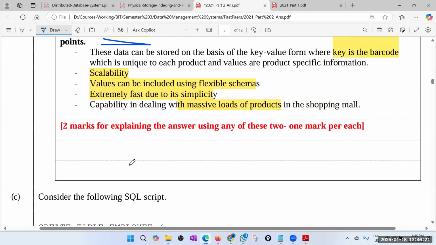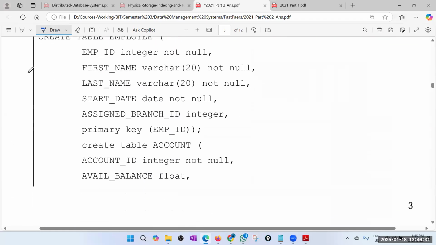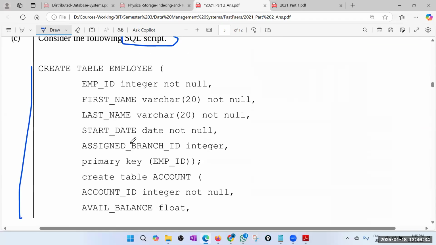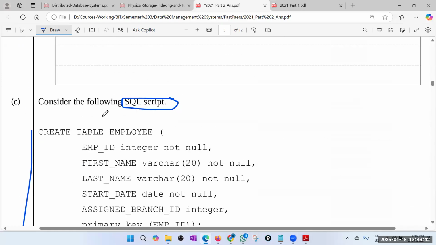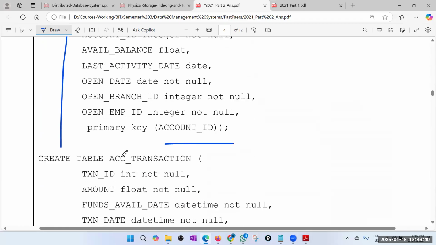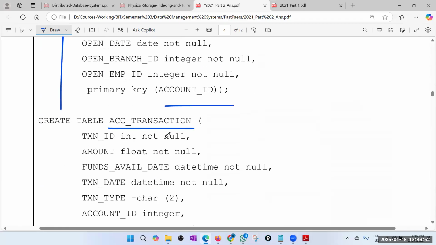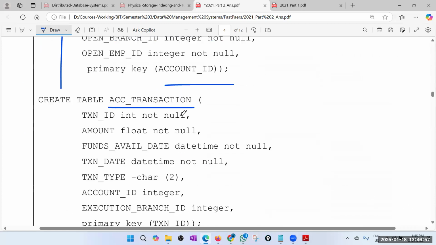Right, C part. Consider the following SQL script. It's a create table statement, including the primary key. That is employee. Then you have the account table, with primary key. Then there's another table called account transaction, where the primary key is transaction ID.